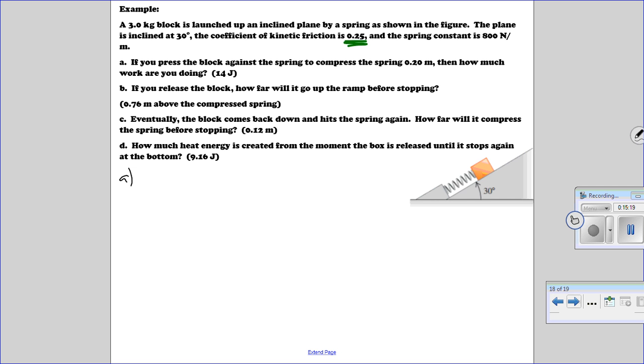Before you compress the spring, all of the energy is gravitational potential energy. So it's the same calculation that we did before. Our mechanical energy is equal to gravitational potential energy, which is mgh, which is still 3 kilograms times 9.8 meters per second squared times 0.1 meters, and it gives you 2.94 joules.